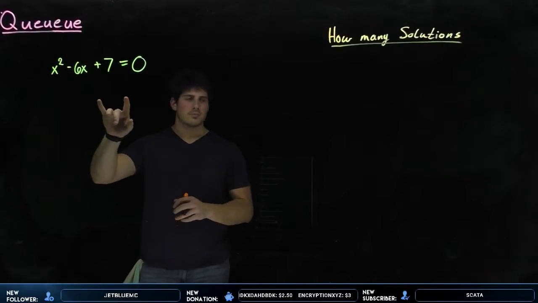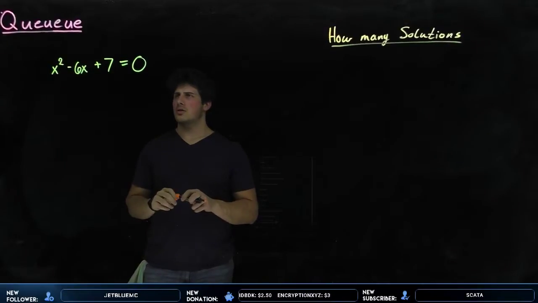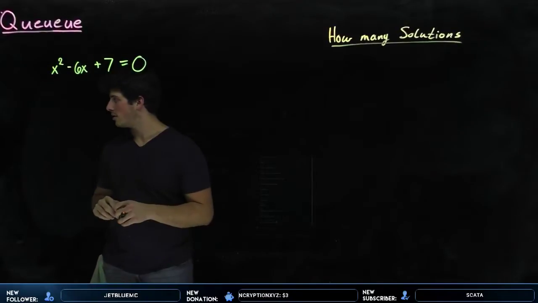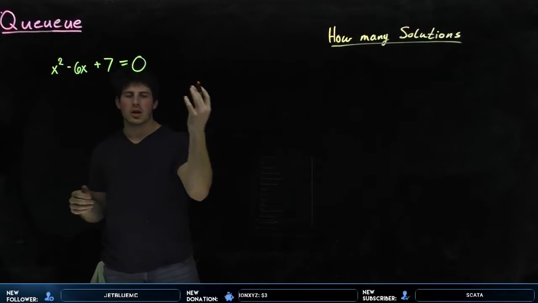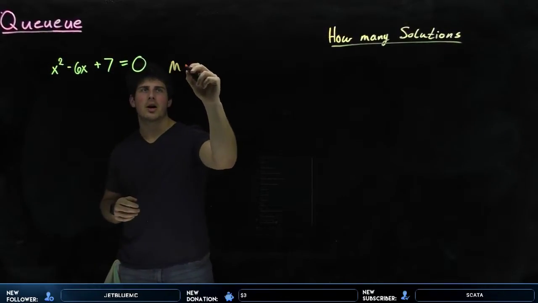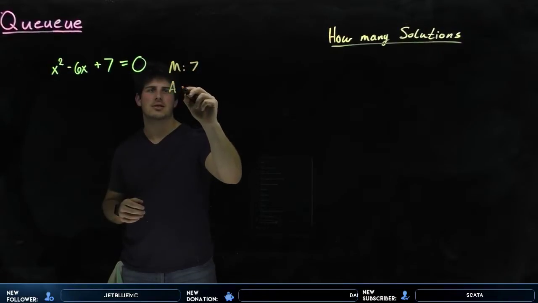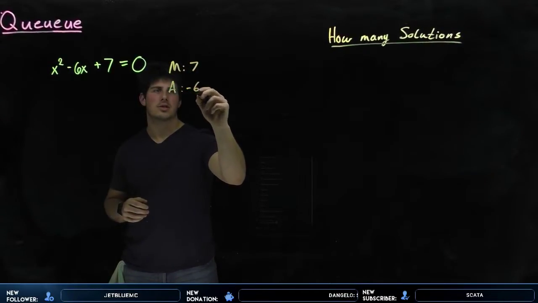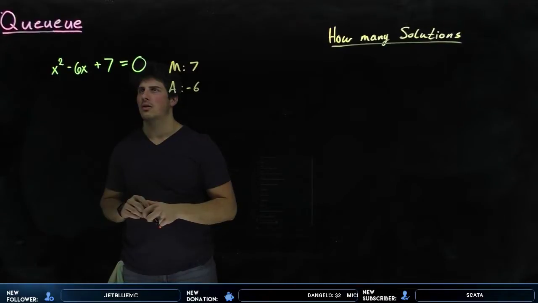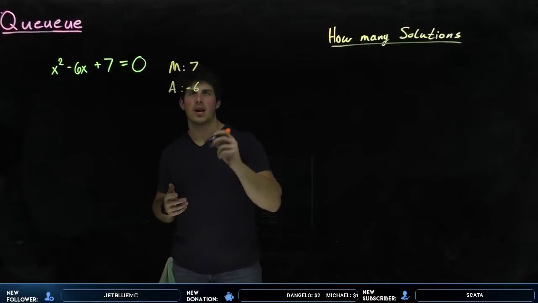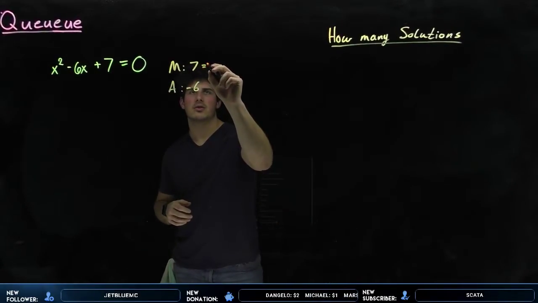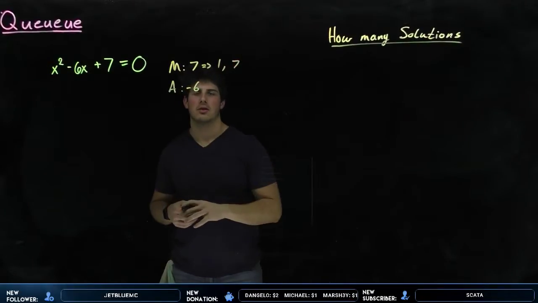What we can do here... Did you do this on purpose? No. Yes, you did. So, if I were to try to factor this, I would say I have to have something that multiplies to 7 and adds to negative 6. Well, what multiplies to 7? Well, that is 1 and 7.